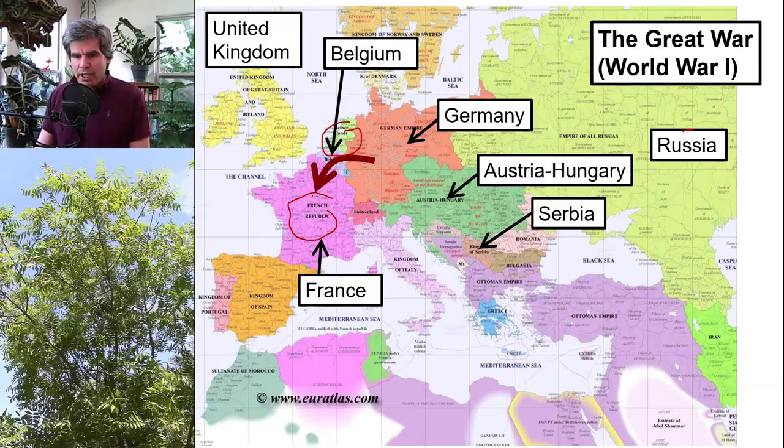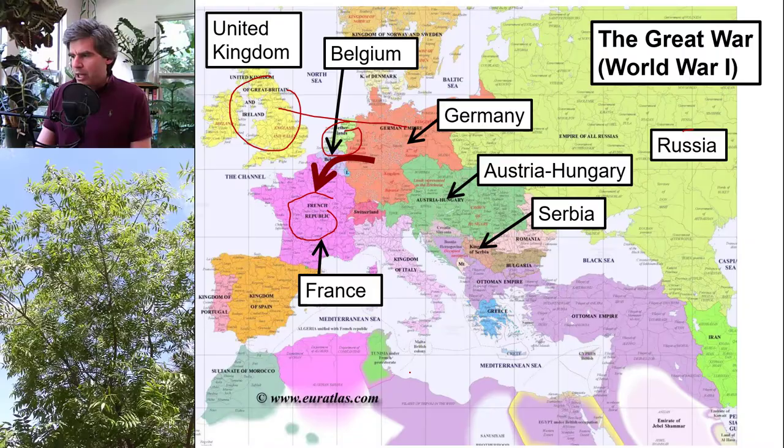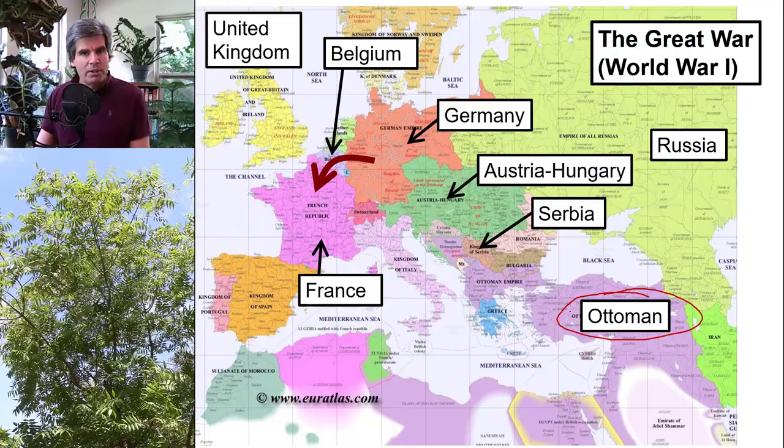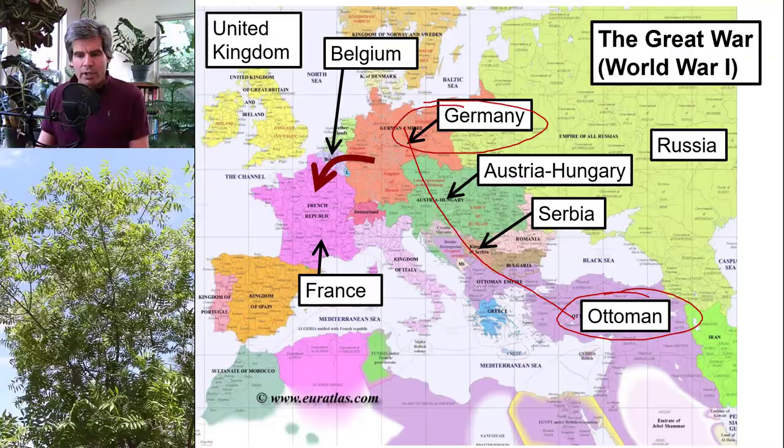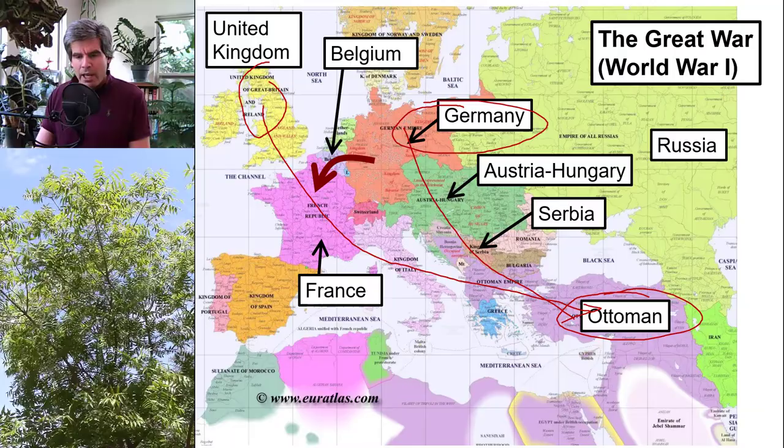And so the United Kingdom was allied with France and Belgium, and it had financial interests in Belgian ports. So therefore, the United Kingdom declared war on Germany. And then we have the Ottoman Empire down here, and they were worried about events, and decided their best approach was to make an alliance with Germany. They wanted to maintain their power by maintaining an alliance with Germany, which meant that they were now at war with the United Kingdom, and the United Kingdom decided to make a preemptive strike on the Ottoman Empire. And that was the start of the Great War.